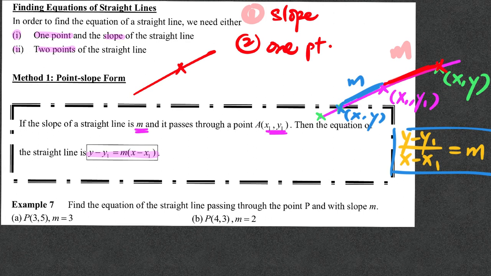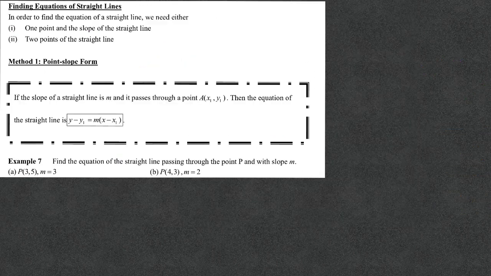Finally, if you move the x1 minus x1 towards the right hand side, you will get the formula in the box provided, which is called y minus y1 equal to slope m times x minus x1. So this is how we generate the formula.